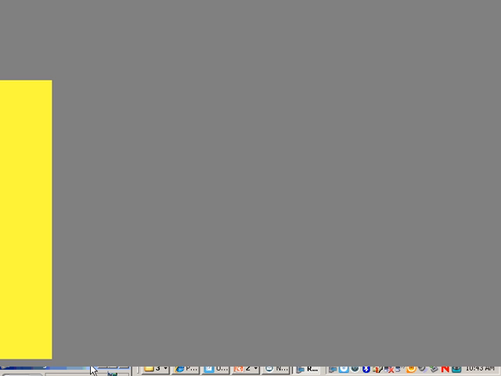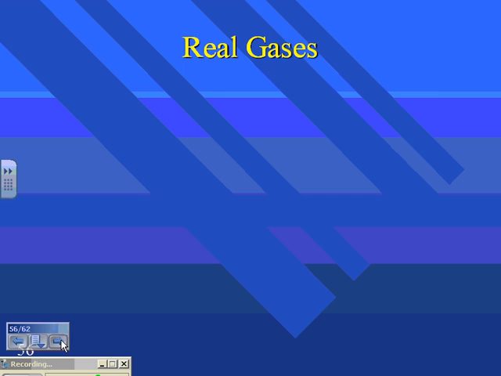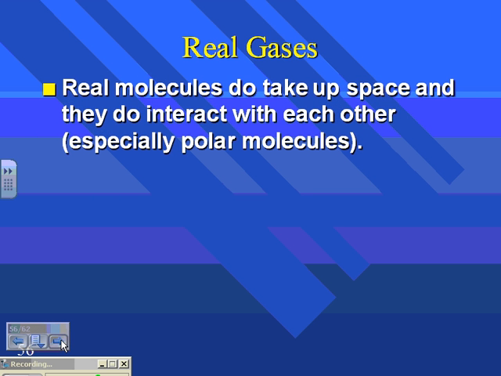Okay, guys, we're going to discuss real gases and then go through the van der Waals equation. First off, real molecules do take up space and they do interact with each other, especially polar molecules. So we talked about the assumptions of the kinetic molecular theory. Real gases fit into the assumptions of the kinetic molecular theory, but there are some other things that we need to take into consideration.